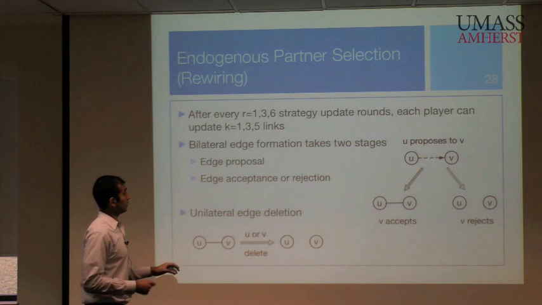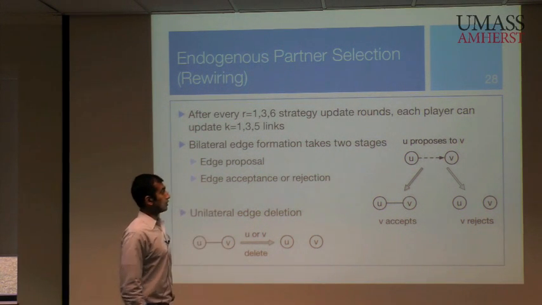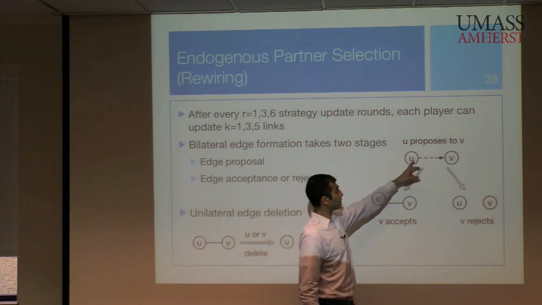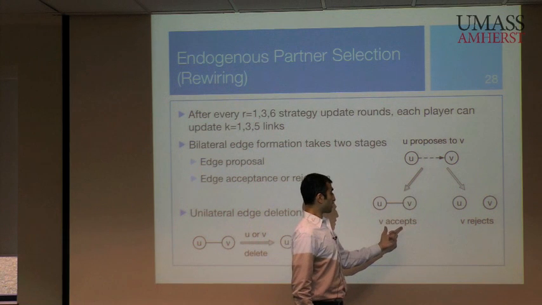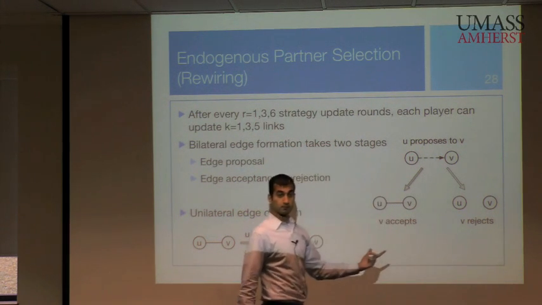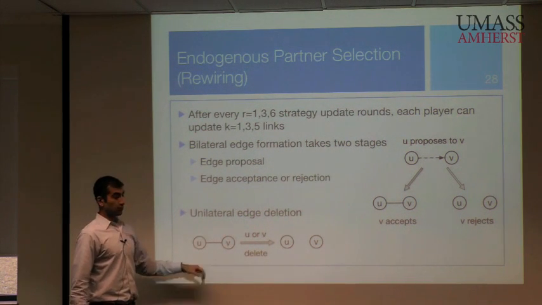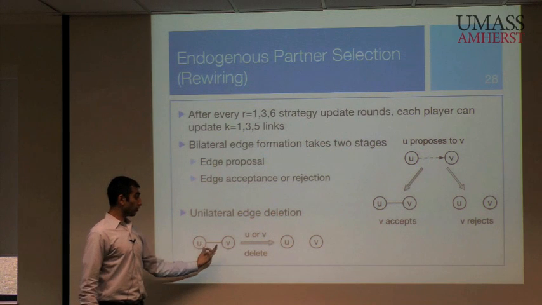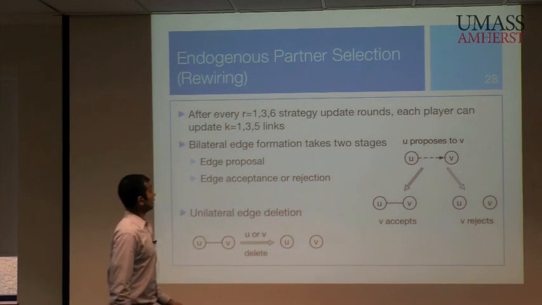Okay? So edge formation was bilateral. It took 2 stages. So if U wants to propose a link to V, U proposes it. Then in the next phase, V can either accept it, in which case the edge is formed, or V can reject it, and it won't be formed. And edge deletion was unilateral. So if either U or V decide they don't want this edge, it will go away.